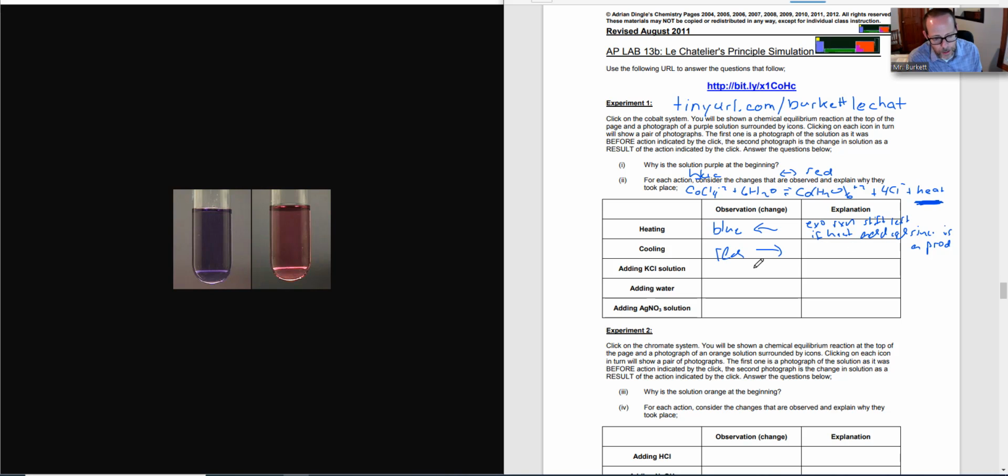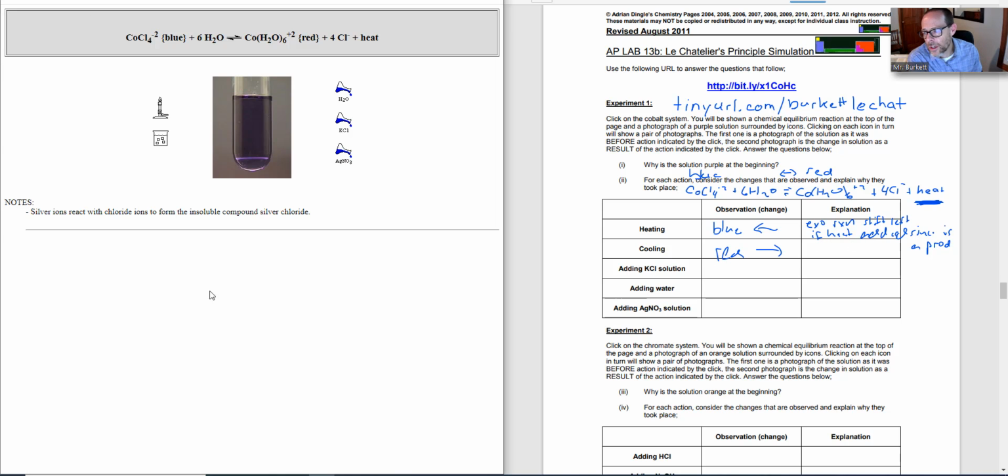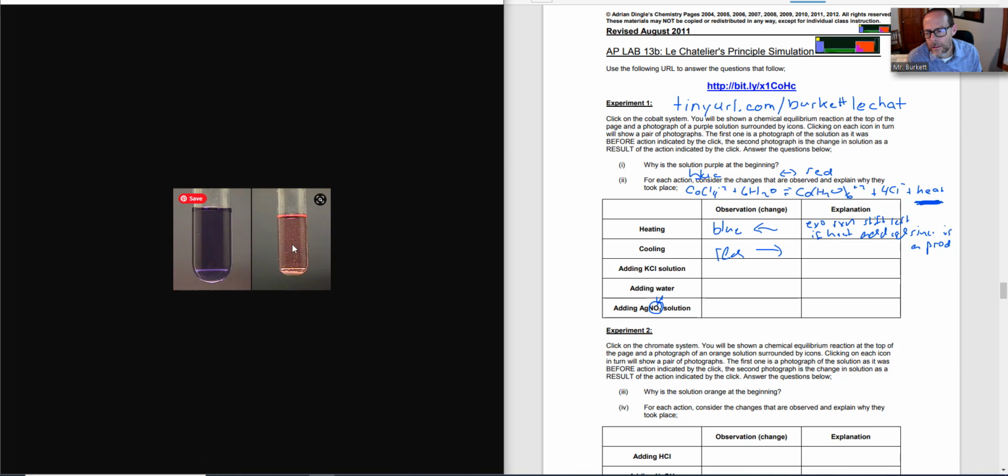Notice on this adding silver nitrate, it's the only tricky one. There's a little note here, and I would pay attention if there's other notes. Silver ions. Look, nitrate right here is always soluble. So if we're adding silver nitrate, we're really just adding Ag pluses. Silver ions react with chloride ions to form the insoluble compound silver chloride. So if I click on this one, notice it goes red, so this shifts to the right.